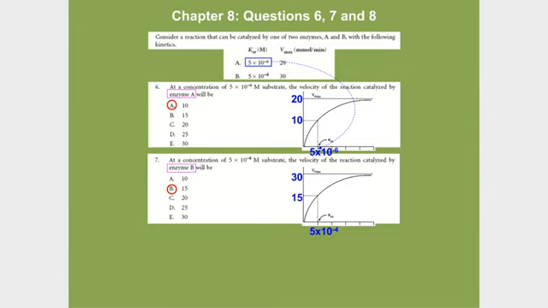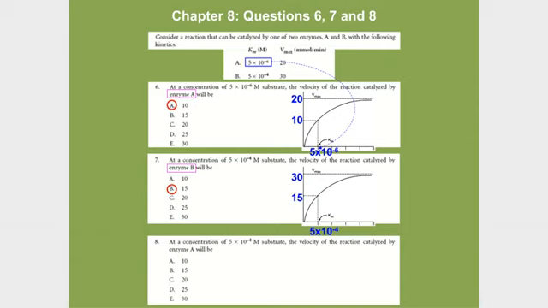So those two answers of questions 6 and 7 are very simple, as long as you know what a Km value is. Now question 8, we're coming back to enzyme A. The answer to this question is option C, 20. We're talking more about enzyme A. Now it says at a concentration of 5 times 10 to the minus 4th.